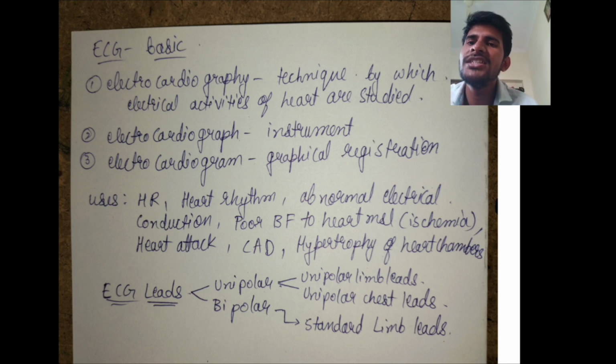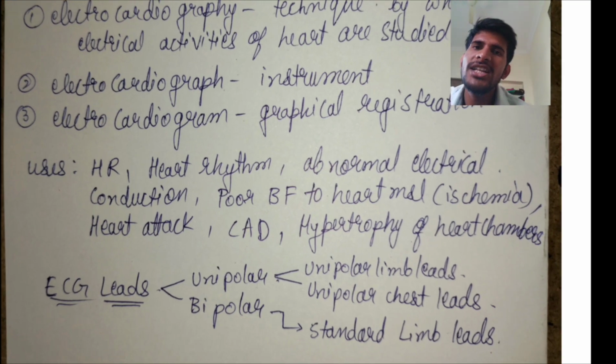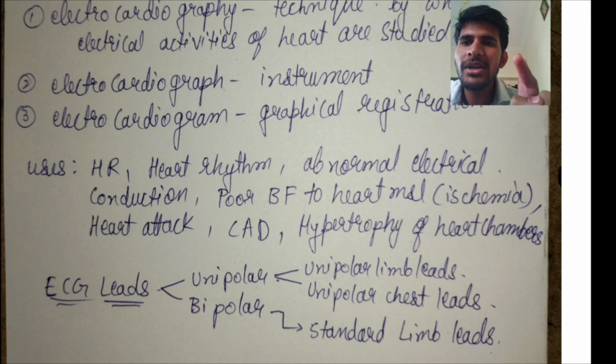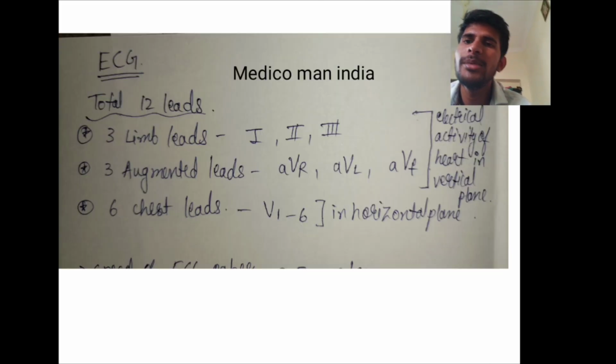ECG leads are unipolar and bipolar leads. ECG leads are classified into unipolar and bipolar. In unipolar, there are two types: unipolar limb leads and unipolar chest leads. And in bipolar, there are standard limb leads. So what are those limb leads?